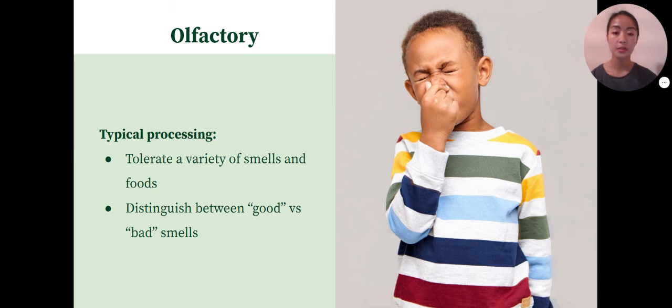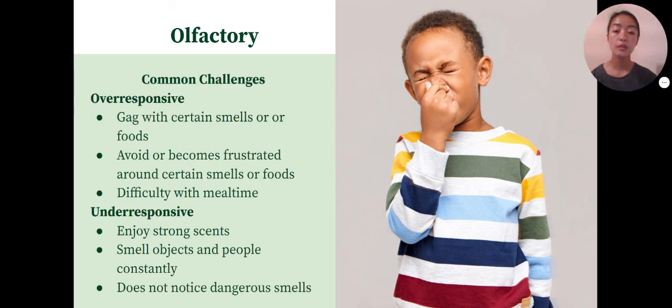When the olfactory system is functioning well, we're able to tolerate a variety of odors and foods. We can distinguish between good or bad smells, like fresh or spoiled milk. Over-responsive kids may gag, avoid, or become frustrated in response to certain smells or foods. Mealtimes might be really challenging. Under-responsive kids might enjoy strong scents and smell objects and people constantly. They might not notice dangerous smells like smoke.